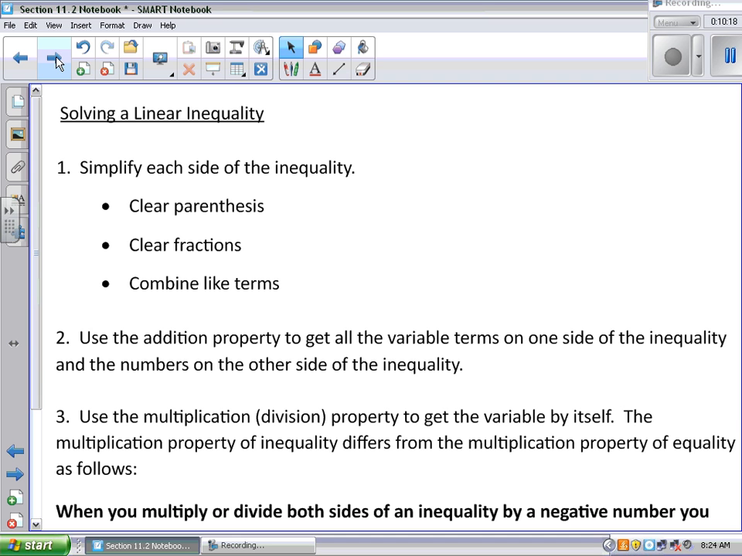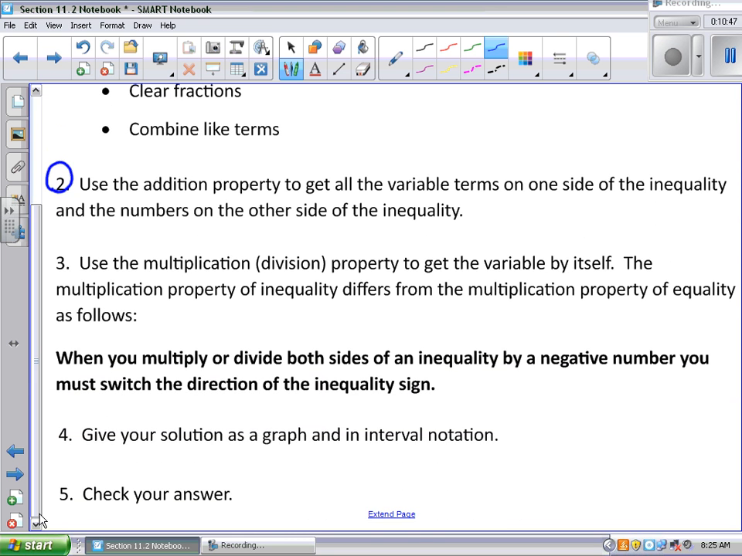Now we're going to talk about how to solve a linear inequality. We're going to use primarily the same steps that we did with solving linear equations. Step 1 says simplify each side of the inequality. Clear parentheses, clear fractions, combine like terms. Step 2, use the addition property to get all the variable terms on one side of the inequality and numbers on the other side of the inequality. Now step 3, this is where we get a little bit different. It starts off the same. Use the multiplication property to get the variable by itself.